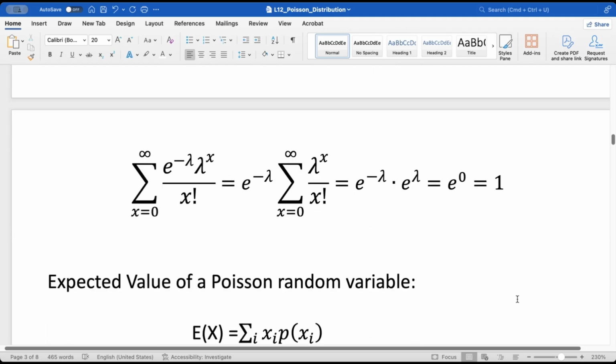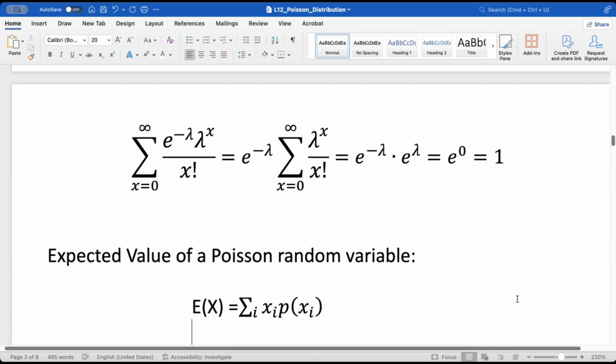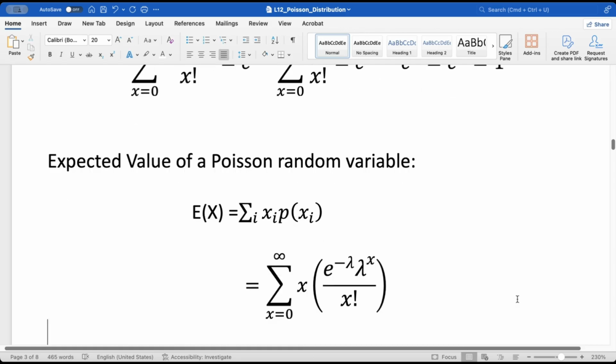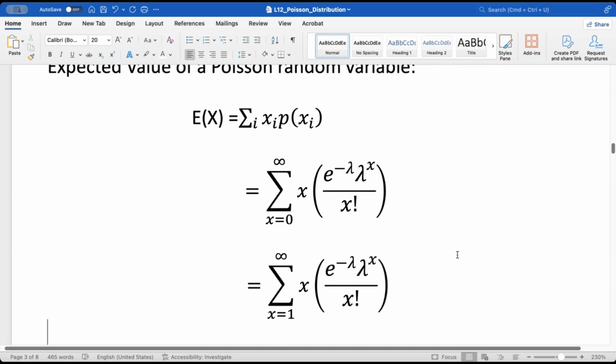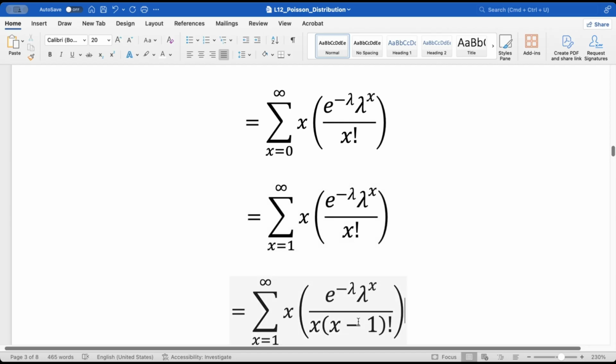All right, up next is the expected value of a Poisson random variable. Expected value is the mean. So we're using the definition here, the summation of x times p of x. So we have x times our probability mass function, e to the minus lambda times lambda to the x over x factorial. Now, when x is 0, this expression is 0, so we can start at 1 and we can cancel out the x. x factorial is x times x minus 1 factorial. Cancel out the x's.